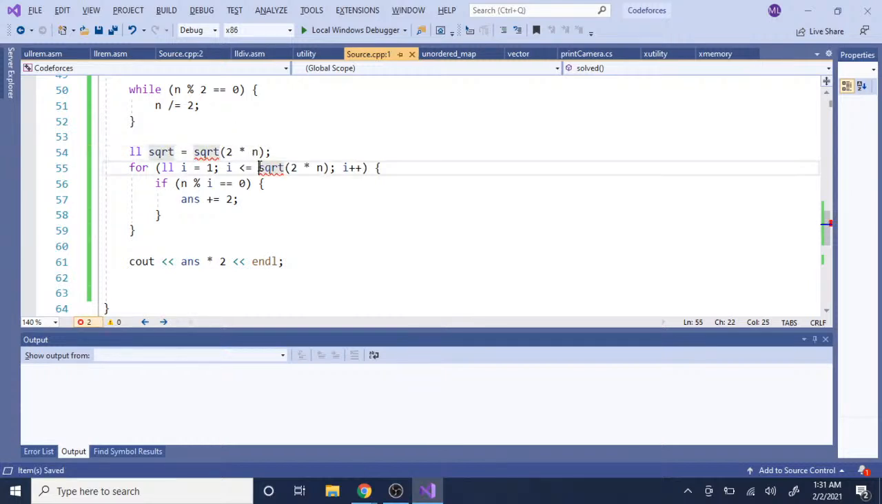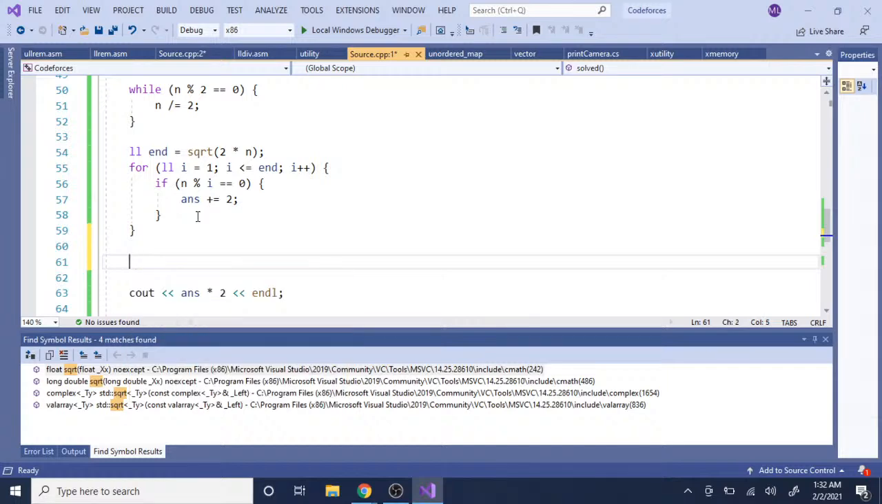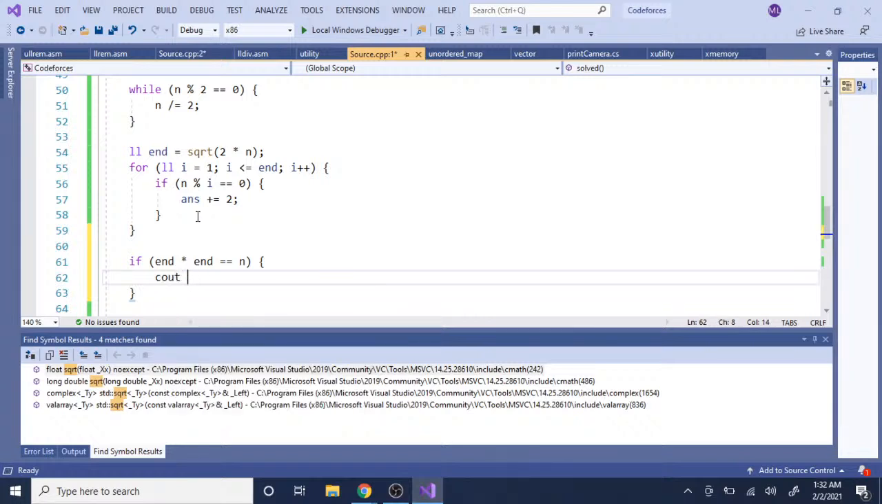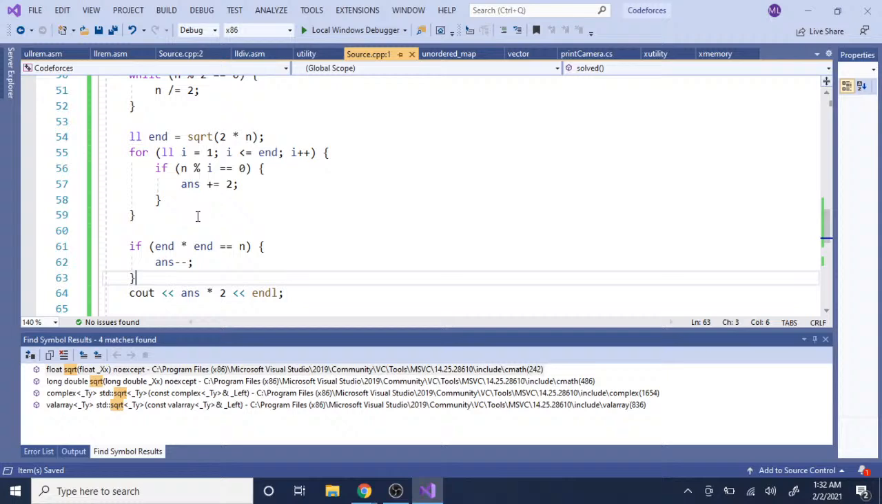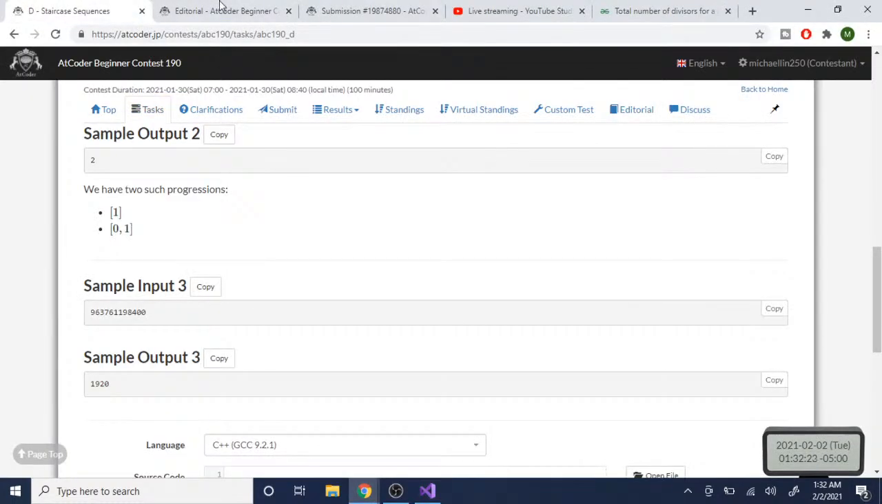That's such a weird way to do it. Let's call it like, I don't know, end. I don't know. What did I just paste? Okay. And they said if n times n is equal to n, we subtract 1. I don't get it. I don't get why that matters.